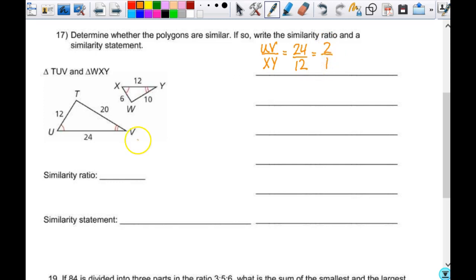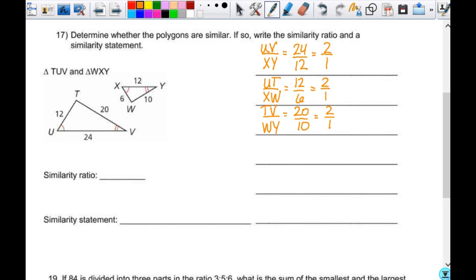And then the smallest is UT. It corresponds to the smallest over here, which is XW. That gives me 12 over 6, which reduces to 2 over 1. And then the ones I have left are TV and WY. So that gives me 20 over 10, which reduces to 2 over 1. Okay, so that shows that all 3 sets of sides are proportional. So that is enough to say that they're similar by side, side, side.